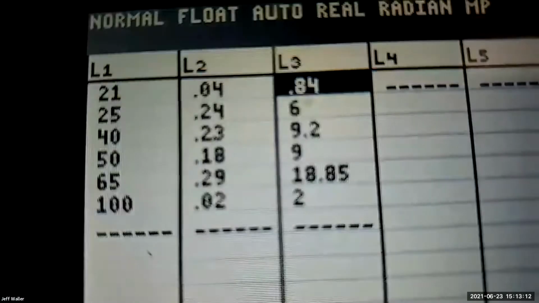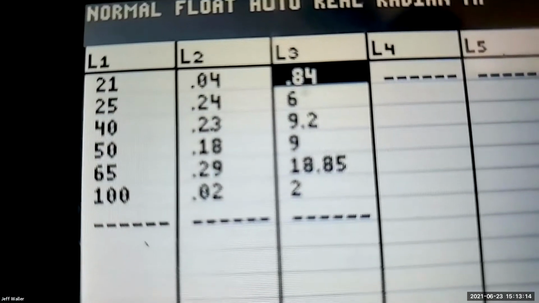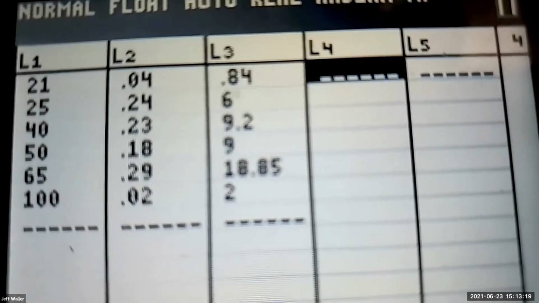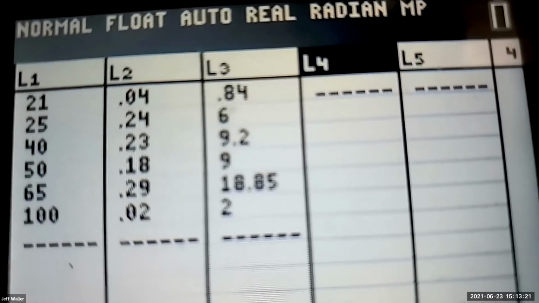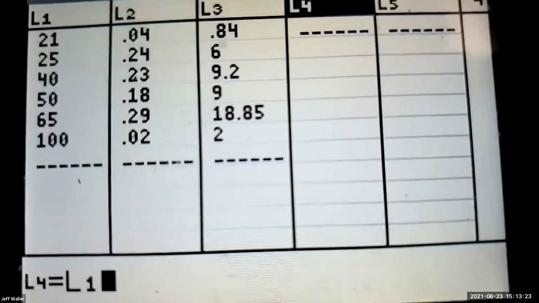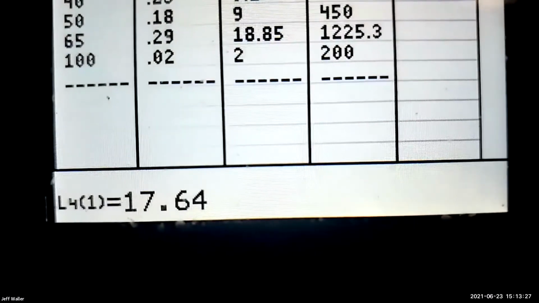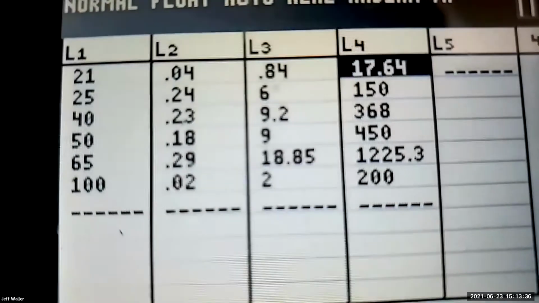Hold on. Ooh, all right. That's better, right? And then I can do L4 and I can make it become L1 times L3. Hopefully that's what that says. Okay. Does that look familiar? Those numbers look familiar? What's wrong? Come on, focus. This thing won't focus anymore. Those look good.